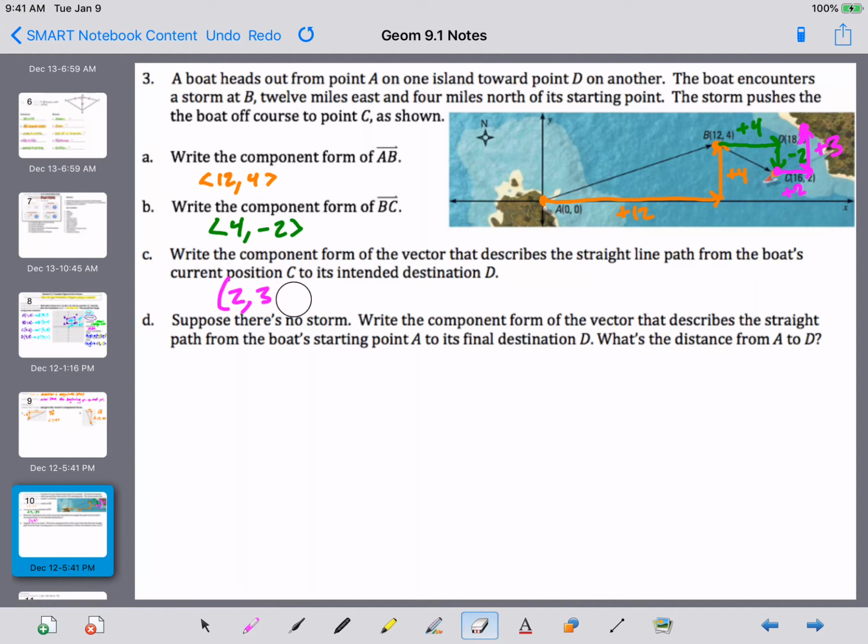Oh, and I actually made a mistake there. These should be these triangular brackets. Okay, now we know like this boat got a little off track here, so let's start over.